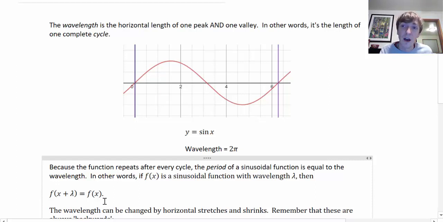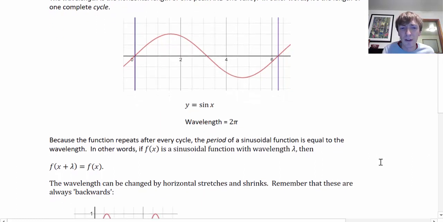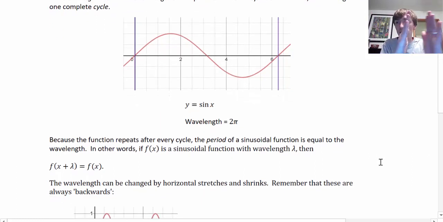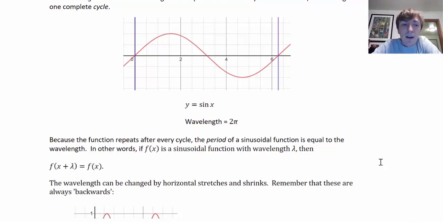That's the property of periodic graphs that we've seen before. Okay, so how do we change the wavelength? Well, we just stretch the graph or shrink it horizontally, right? And we have to remember that when we're talking about horizontal graph transformations, they always work backwards. So if I multiply x by a number like 2, for example, that's actually going to cut the wavelength in half. It's going to have that opposite effect because I'm going to be shrinking the graph.